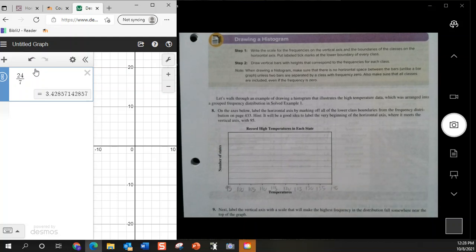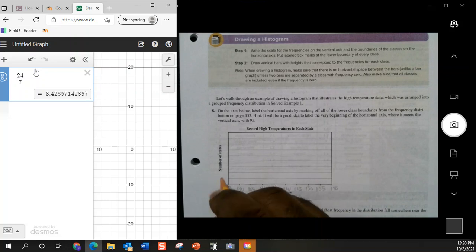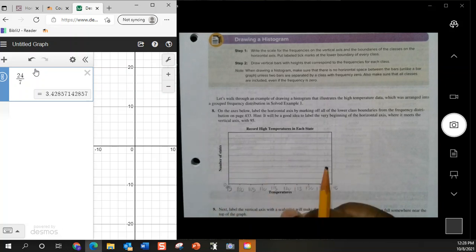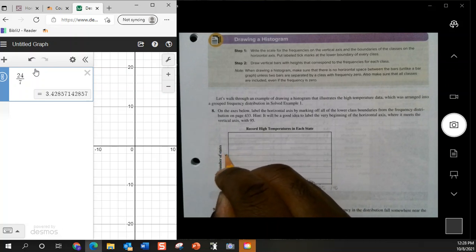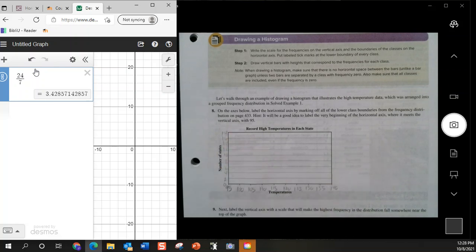All right. Now off to the side here, the number of states, we'll start off with 0. And then for the number of states, we could go 2, 4, 6, 8, 10, 12, 14, 16, 18. Because it's doubtful that we would get that many states that have the same temperature, but it's good just to go there just in case.